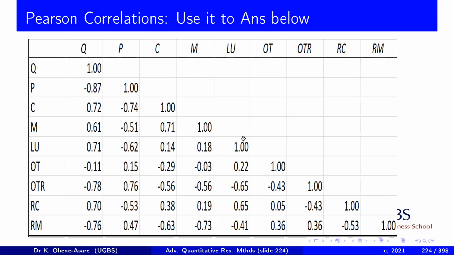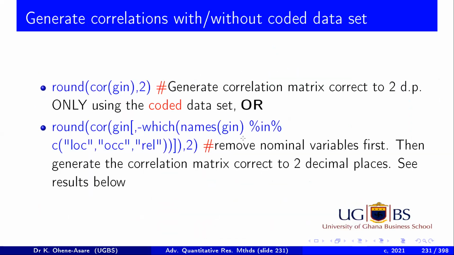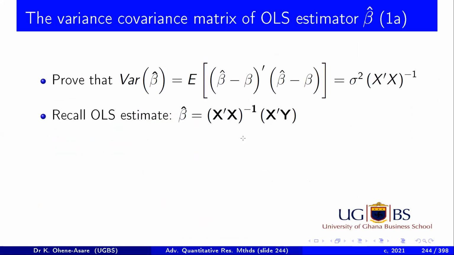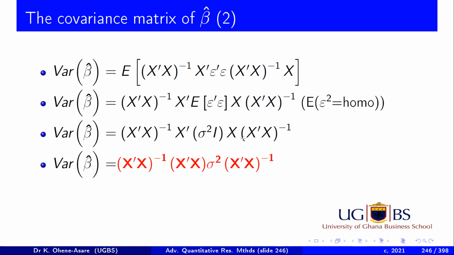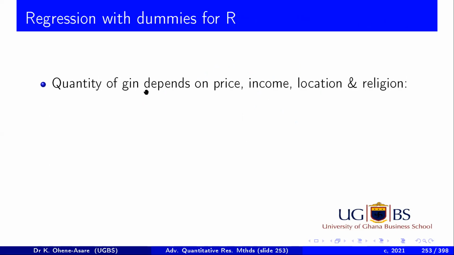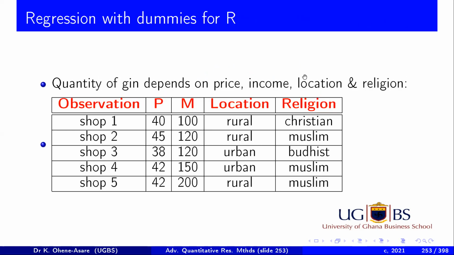Now let's go back and apply some dummy tricks to what we have indicated there. So the quantity of gin depends on price, income, location, and religion. We know all of this, and so that's what I'm having here. Remember, it depends on price. I've removed the complement price, just two, and I've also removed the occupation. But these are the observations. Now look at it carefully.